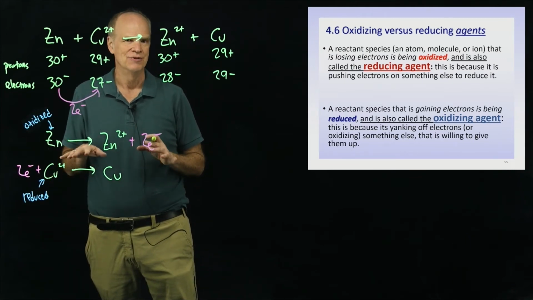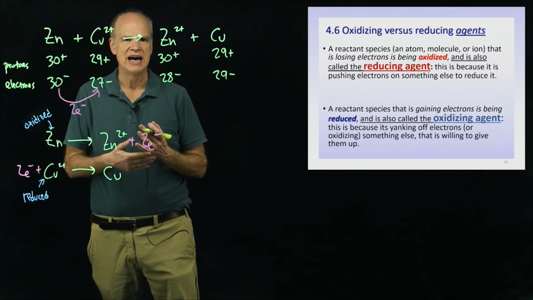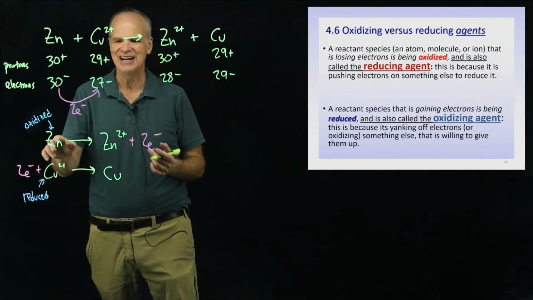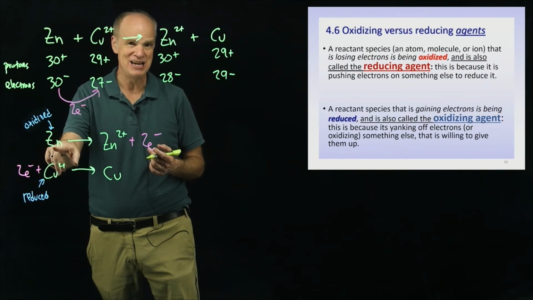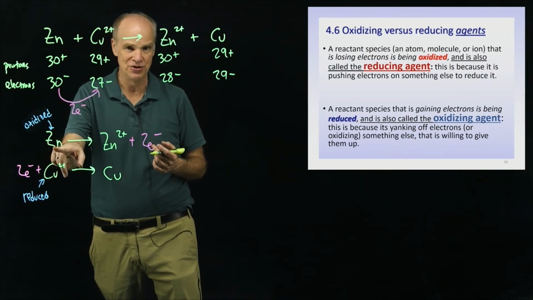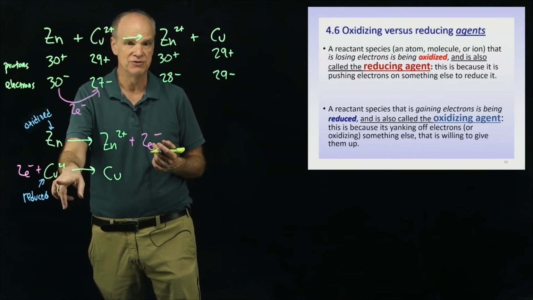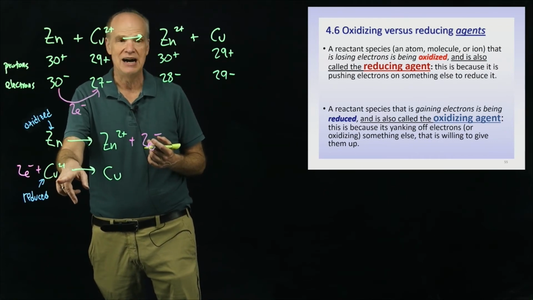Okay? So the way you can think about that is to think of them as, if you will, double agents, right? So even though zinc is being oxidized, it is considered to be a reducing agent. And even though the copper 2+ ion is being reduced, it is considered to be an oxidizing agent.